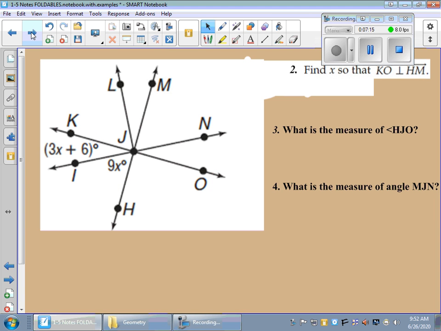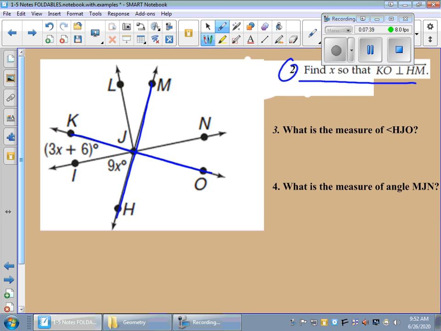A couple more examples here to take a look and see what we have. They want us to find x. So up here, KO is perpendicular, that's that symbol, with HM. So KO, here's KO, is perpendicular with HM. If we want those to be perpendicular, we have to find x.